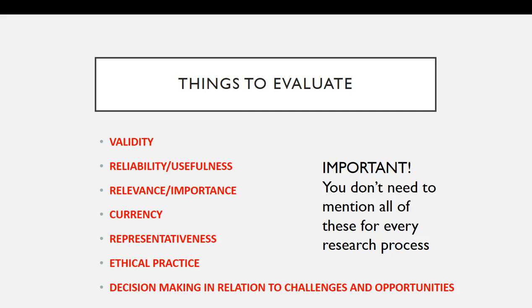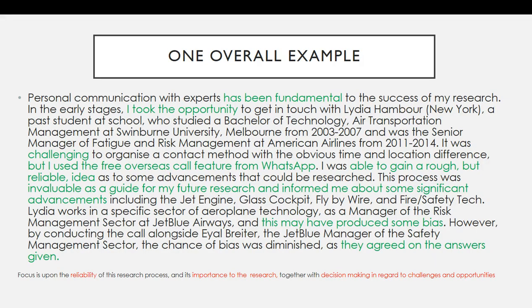All right, now hopefully you've written out your little list. Now these are the things that you're going to evaluate. And it might be a little bit daunting because you might go, what does that mean? I don't know. Don't worry, I'll go through it. And the most important thing to remember is that you don't need to mention all of these for every research process. It's not like a ticker box whereby you go, all right, for this particular research process, I'm going to look at validity, then I'm going to look at reliability, then I'm going to look at relevance. It's not actually like that. So just remember that one.